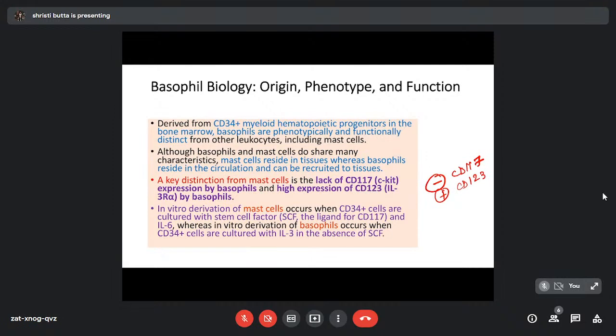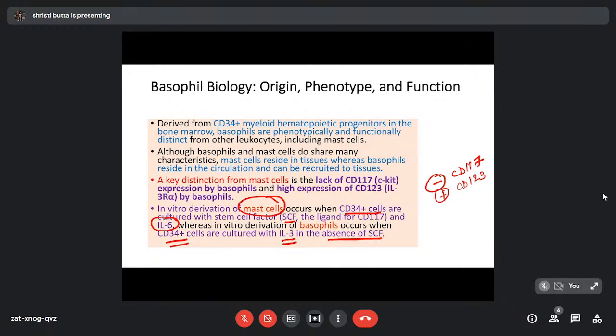In vitro derivation of mast cells occurs when CD34 cells are cultured with stem cell factor. This happens in vivo as well. When CD34 progenitors bind with the stem cell factor in the presence of IL-6 produced by the T cells, then there is production of mast cells. On the other hand, when basophils are produced, the CD34 cells are cultured with IL-3 in the absence of stem cell factor. So the presence of stem cell factor allows for the synthesis of mast cells in the presence of IL-6, whereas IL-3 in the absence of stem cell factor allows for the synthesis of basophils.